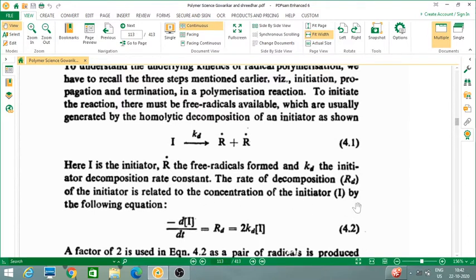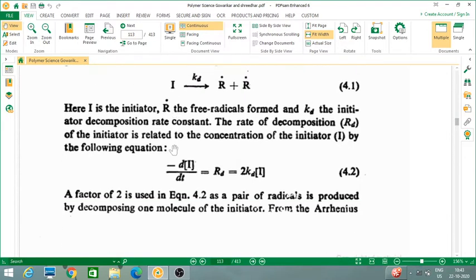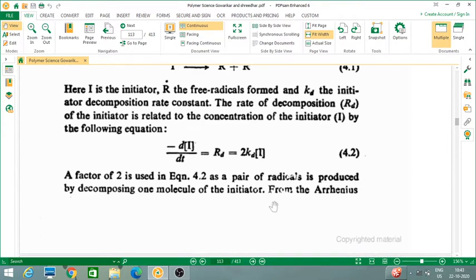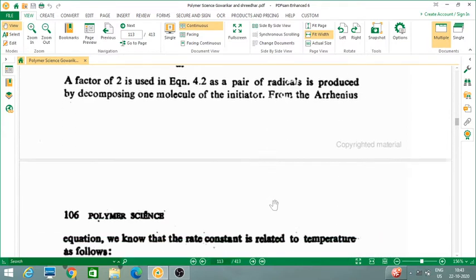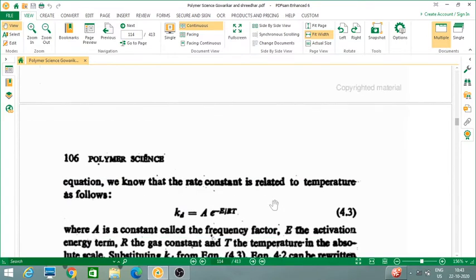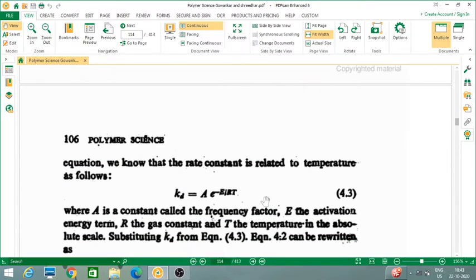is related to the concentration of the initiator by the following equation. So Rd equals 2 times Kd times I. Why 2? Because 2 free radicals are formed. And also it is negative dI/dt, because on the reactant side the initiator is being consumed, so its concentration is decreasing. The factor 2 is positive on the product side. The factor 2 is used in equation 4.2 as a pair of radicals is produced by decomposing one molecule of the initiator. From the Arrhenius equation, we know that the rate constant is related to temperature as follows.